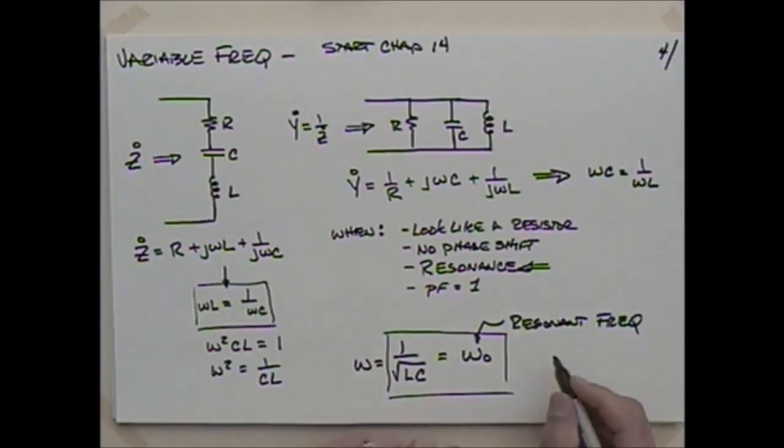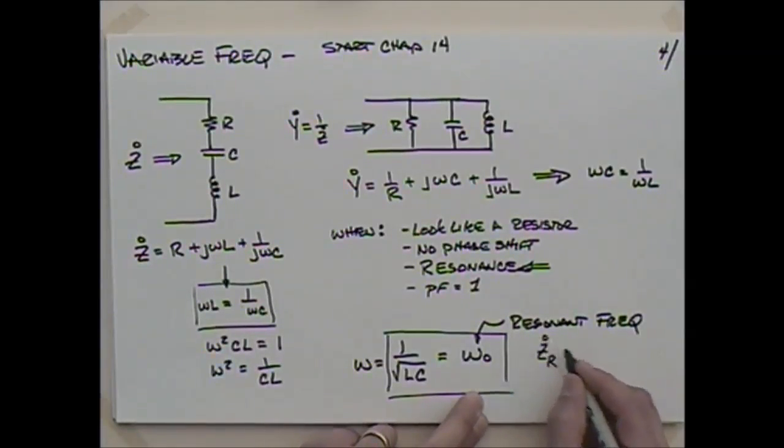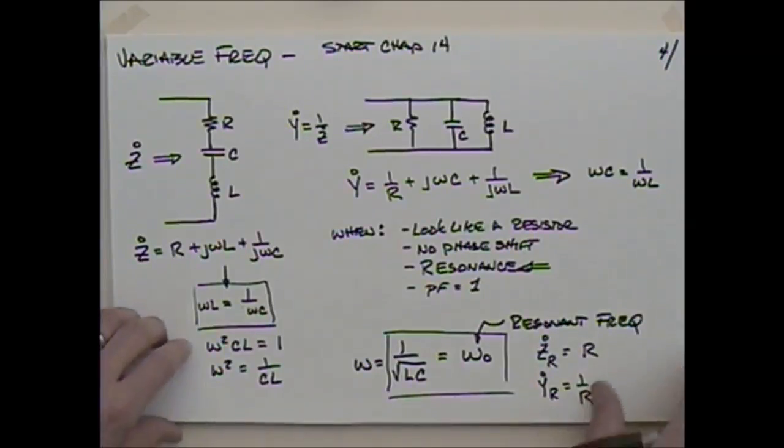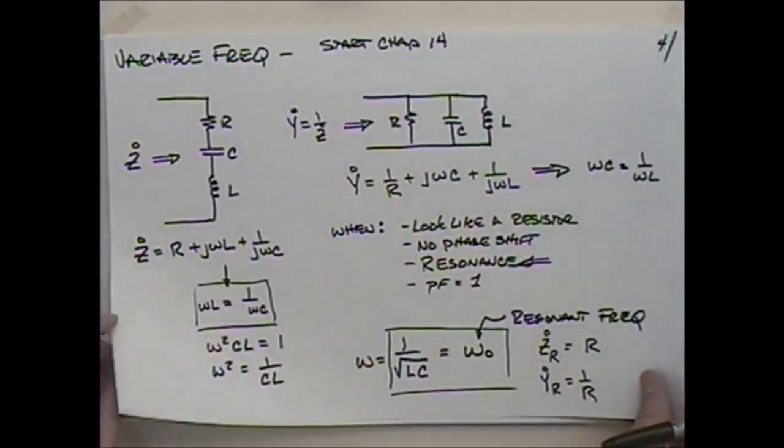Well, at resonant frequency, what does the impedance look like? We'll say this is Z sub R for at resonance. It really just looks like the resistance R. Or what does the admittance look like? The admittance at resonance is equal to 1 over R, isn't it? Okay, so it looks like a resistor. It has no phase shift at resonant frequency. So let's talk a little about this in terms of filter design or filter technology.